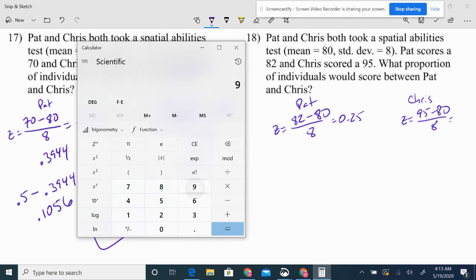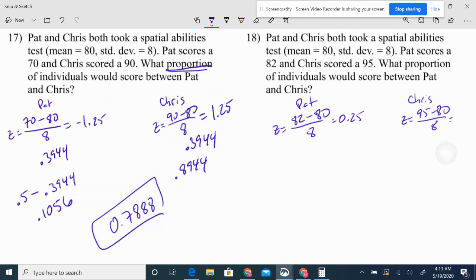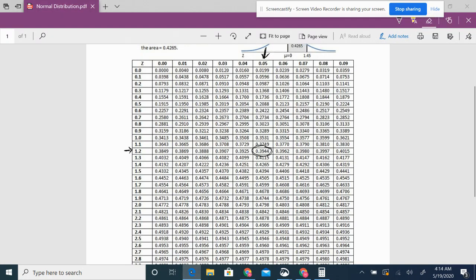For Chris, 95 minus 80 gives me 15, divided by 8, I have 1.88. Once again, in my case here, I'm rounding my z-score to 2 decimal places. I'm going to call this 1.88. All right, so there are different values. I'm going to have to use my table twice. My first one was 0.25. So 0.2 is here. My 5 is here. So 0.25 is 0.0987.